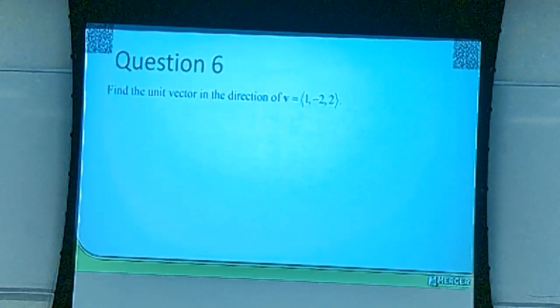Unit vector in the direction. Now, we don't want to change direction. We're just changing the magnitude. So that's 1.